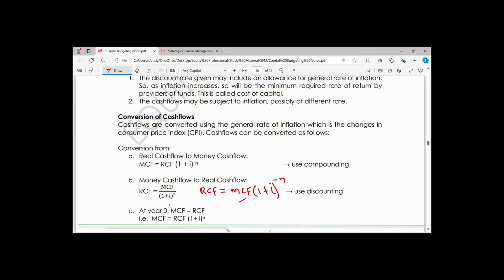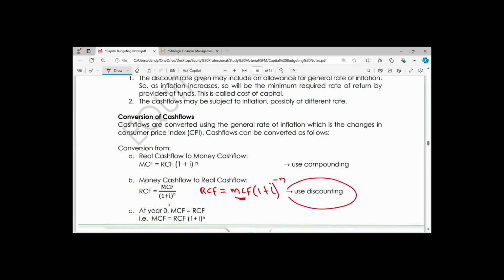Because money cash flow is already inflated, and you want to convert it to real cash flow equivalent, you are supposed to discount it. So for you to discount, you pick the money cash flow, you multiply with 1 plus general inflation rate, then you raise to power minus n. When you do this, you are simply discounting.